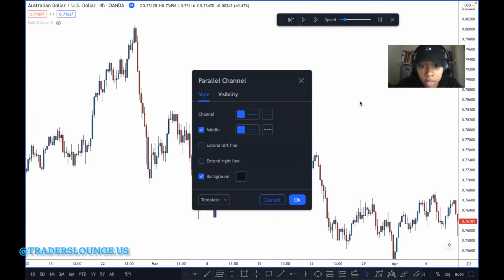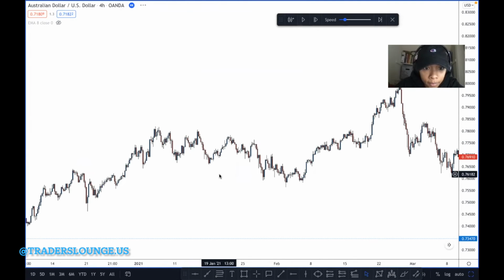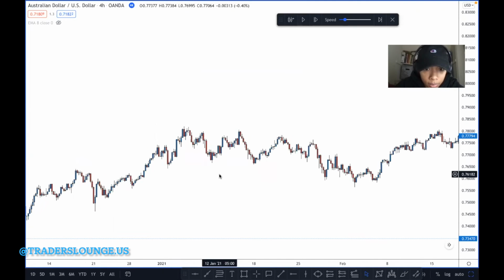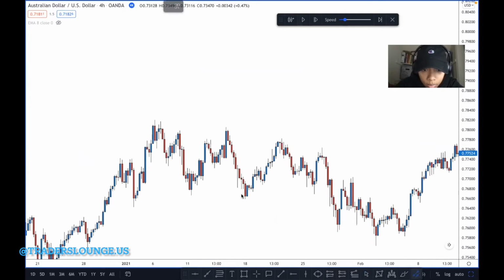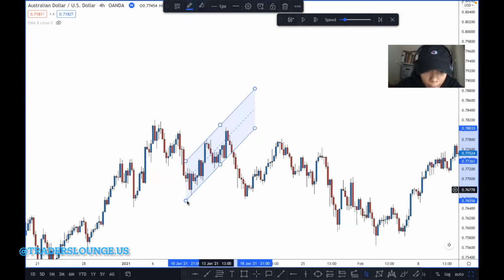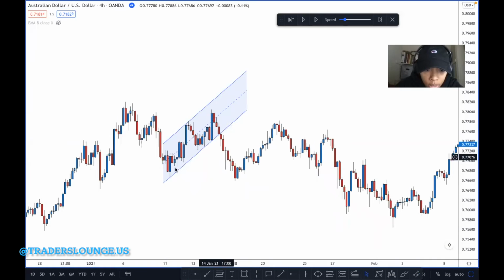Let's see if we can find something else. All right. Let's see. So this one can pass for a channel. You see it made that high up at the top there, and then it came back down. So this would be an ascending channel, like a mini ascending channel.